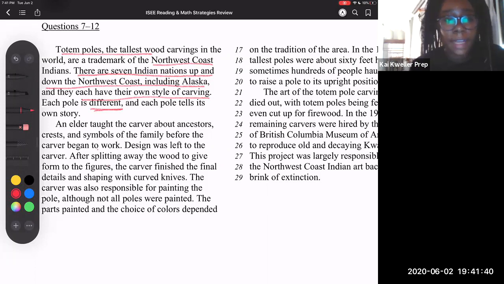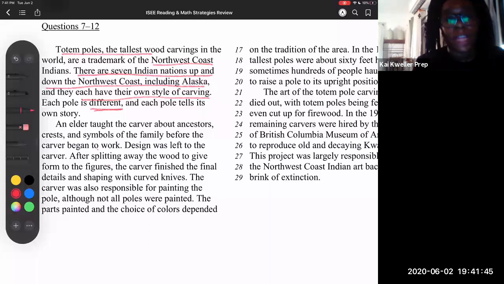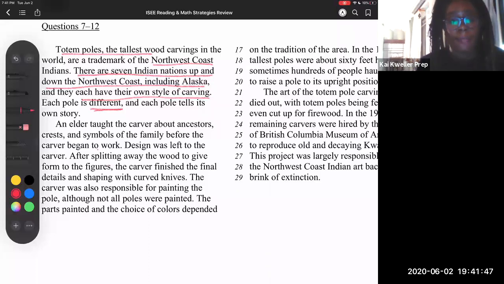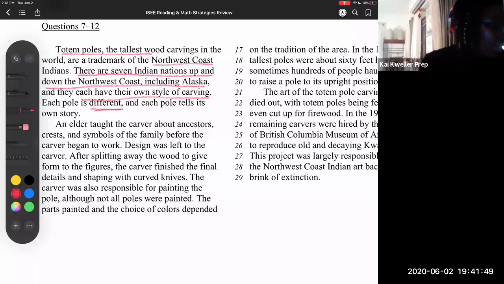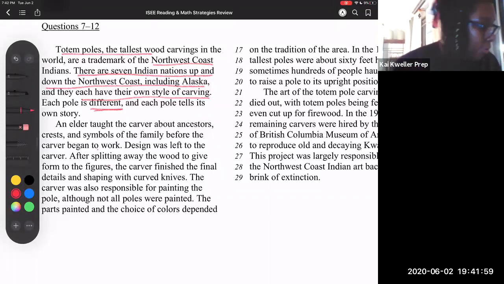So as we read this, I highlight the most important parts. There are seven Indian nations, which is important to note, and noting that they have different types of carving, and also noting what totem poles are and how they're important.